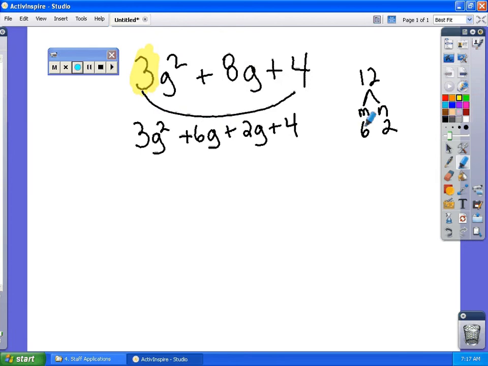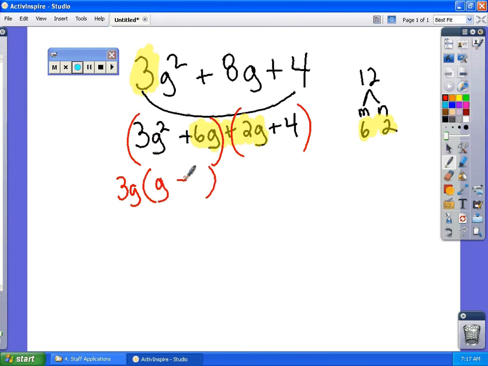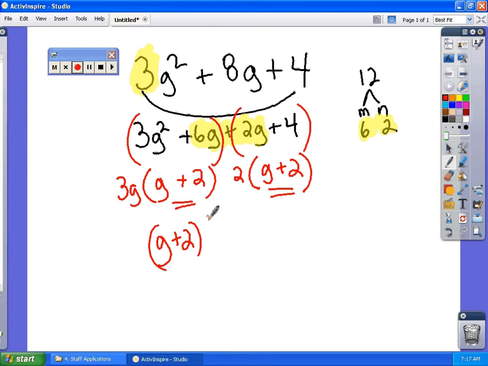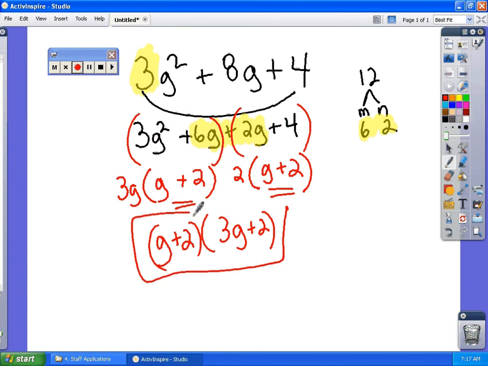Notice that I took my 6 and 2 and put them as the two middle terms in my 4-term polynomial. Then I'm going to group the first two and the last two terms and take out the greatest common factor. Here they share a 3 and an x. I divide each by 3x, and I'm left with x plus 2. Here the greatest common factor is 2, and I'm left with x plus 2. Now that I've grouped them and they have the same thing inside the parentheses, my two factors are x plus 2 times 3x plus 2. And there I'm done. Those are the factors of the original problem.